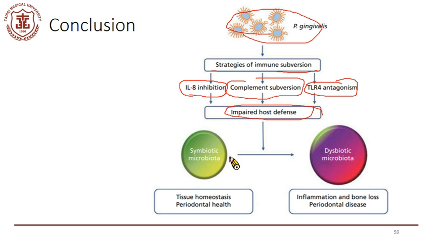All that process means that you go from a symbiotic microbiota, which is the normal microbiota, as we were saying, primary colonizers, which the body recognizes as something that is always there, into a dysbiotic microbiota. And that's what the body doesn't recognize. So in this one, the tissue has homeostasis in periodontal health. In this one, we have the inflammation and bone loss of periodontal disease. Okay? So you have the bacteria stimulating your body. You have interleukin inhibition, TLR4 antagonism, complement subversion, and that's what leads the immune system not to react. And that's how you change from a healthy into a pathogenic state.